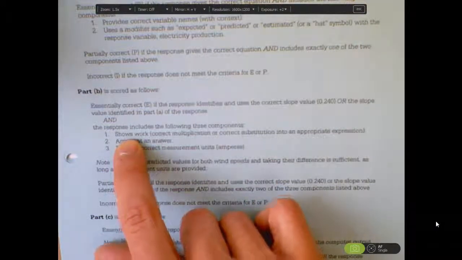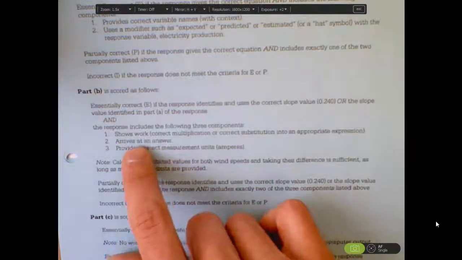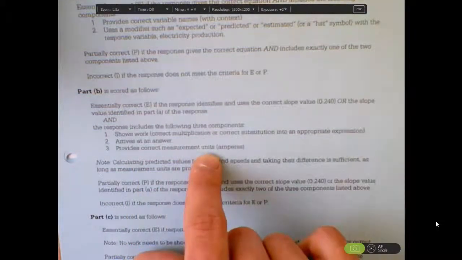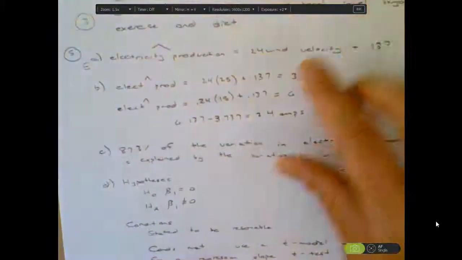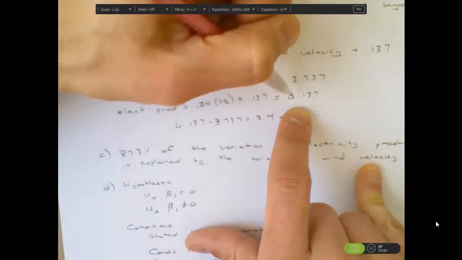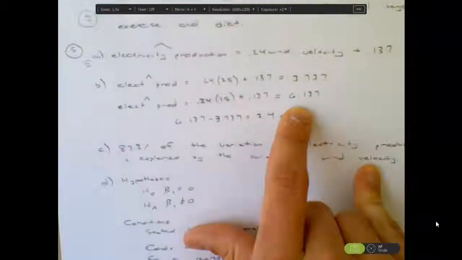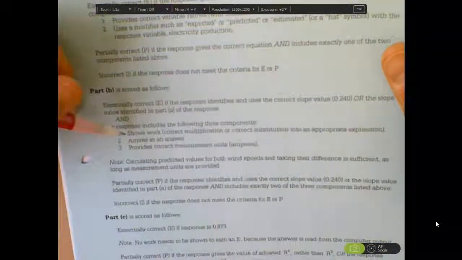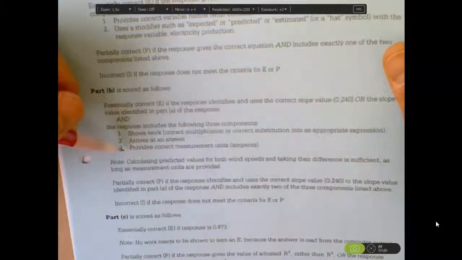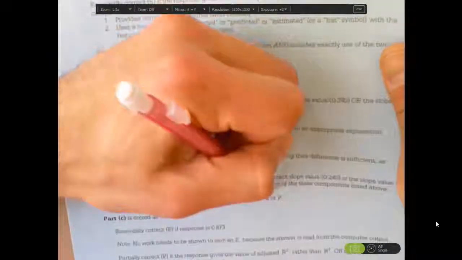Three components: you're going to show your work, arrive at an answer, and provide correct measurement units, amps. Okay, so you'll notice here I switched these two values. When the wind is 25, that should actually give me 6.1 amps. So I've shown my work, I've not arrived at the correct answer, but I have units. Okay, so I've done two of these three components correctly. That's going to earn me a P.